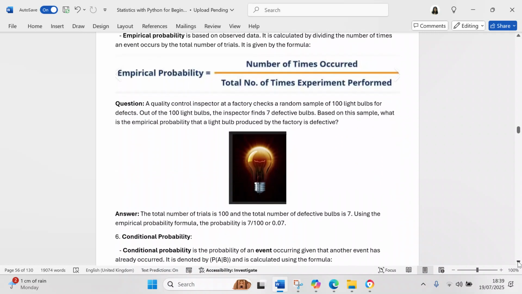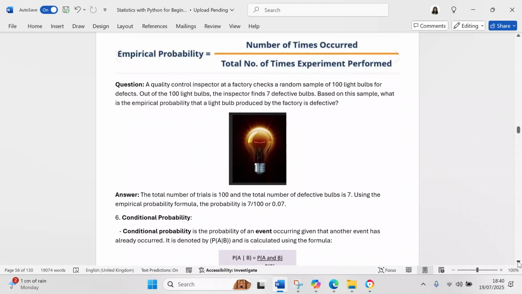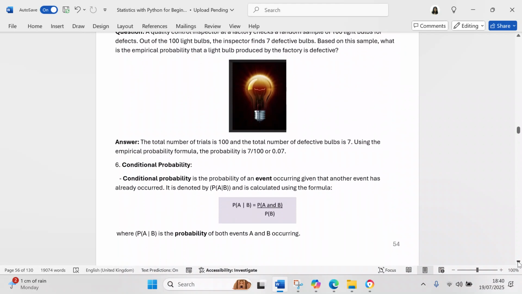So we have a question. A quality control inspector at a factory checks a random sample of 100 light bulbs for defects. Out of the 100 light bulbs, the inspector finds 7 defective bulbs. Based on this sample, what is the empirical probability that a light bulb produced by the factory is defective? So the answer is: the total number of trials is 100 and the total number of defective bulbs is 7. Using the empirical probability, the probability is 7 divided by 100 or 0.07.